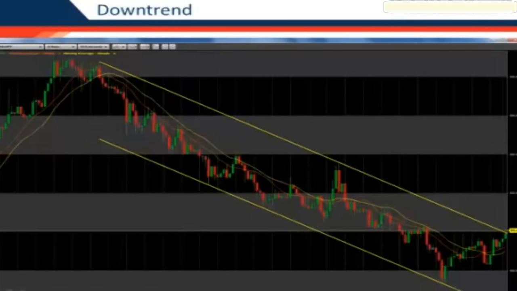Now let's look at some further examples of trends. It can be seen here very clearly that the market is trending downwards, and this is a dollar-yen chart over a period of around about a month.